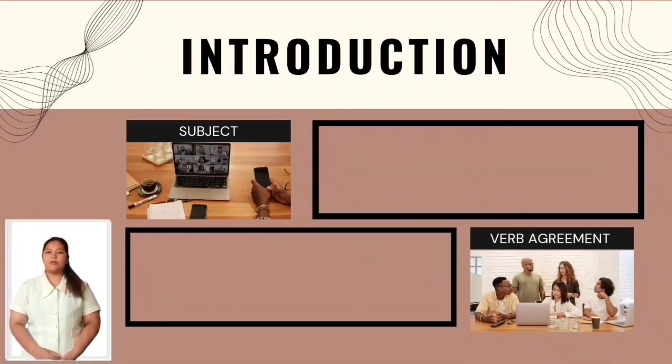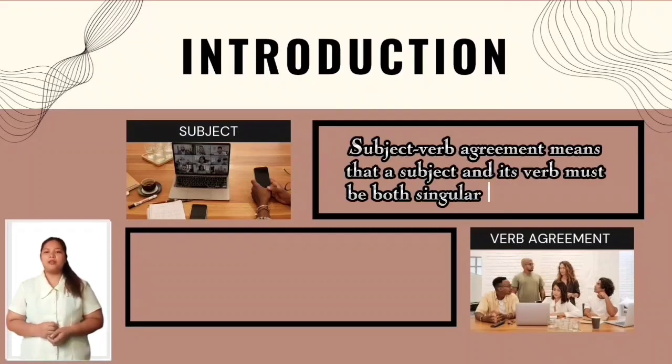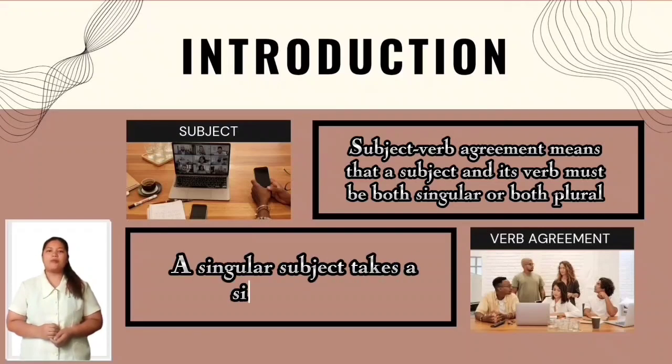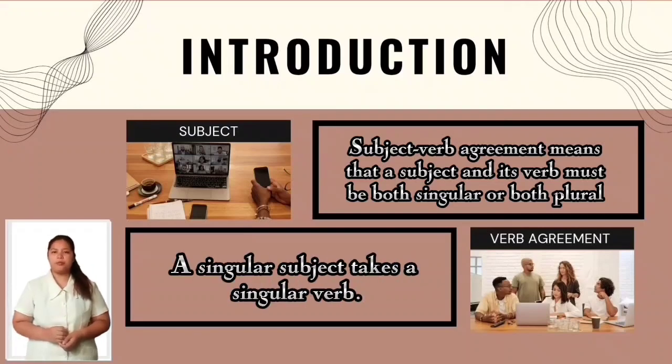What is the subject-verb agreement? Subject-verb agreement means that a subject and its verb must be both singular or both plural. A singular subject takes a singular verb.